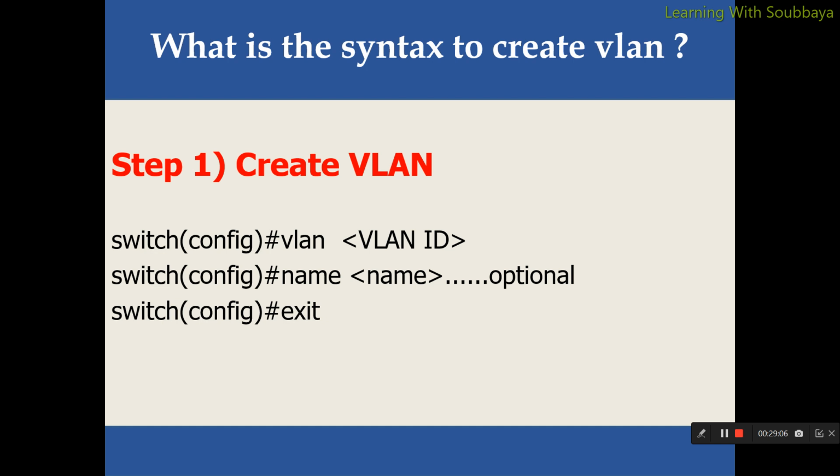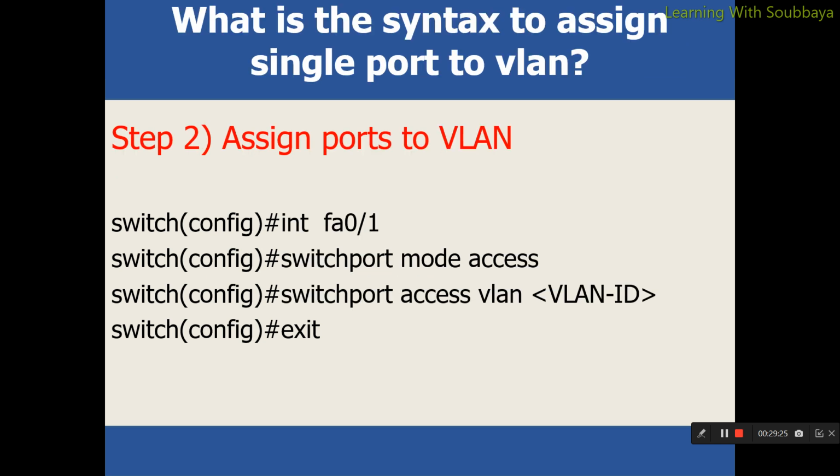So right now we are going to create four VLANs: VLAN 10, name student; VLAN 20, name HOD; VLAN 30, name chairman; VLAN 40, name principal. The second step is assigning ports to the VLAN. How do we assign the ports to the VLAN?